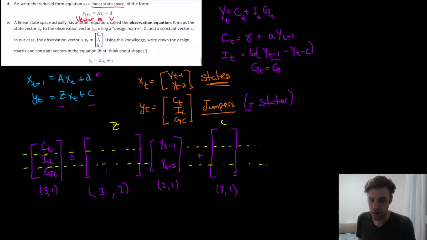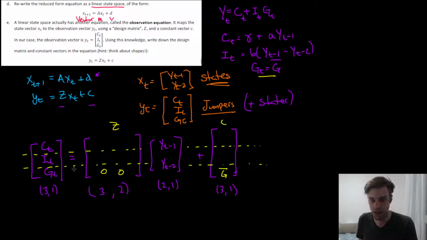We have a 0 and a 0, because when we look at the GT equation, we don't need anything. We don't need any YT minus 1, we don't need any YT minus 2. And in the C, we need some G bar. There you go, done. That's the row for G. We take 0 of YT minus 1, we take 0 of YT minus 2, and then we add G bar.